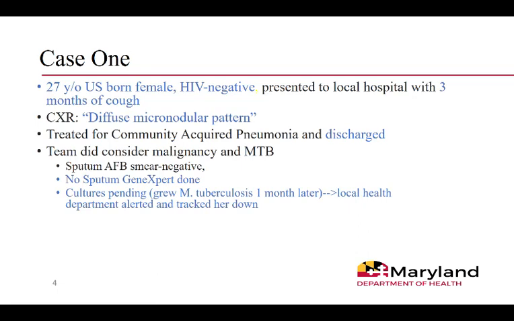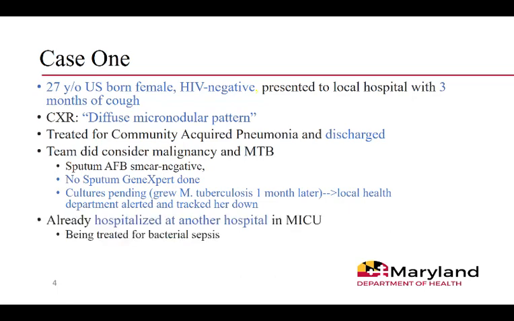Approximately 1 month after the sputum was collected, the lab noted and alerted the health department that there was growth of Mycobacterium tuberculosis. The local health department consequently went to her home to identify the patient and begin treatment for tuberculosis, but learned that she was already hospitalized in another hospital, again being treated for bacterial sepsis thought to be from a community-acquired pneumonia.